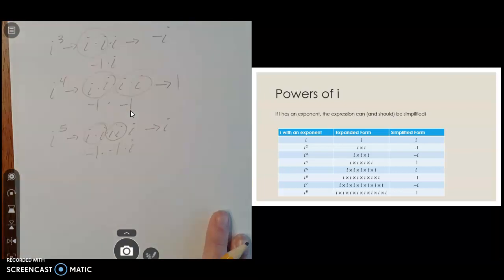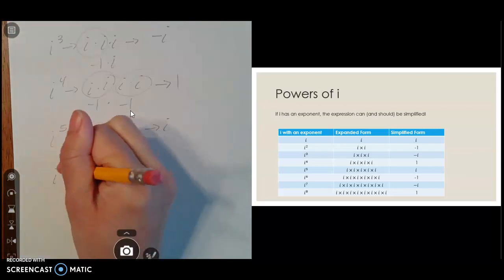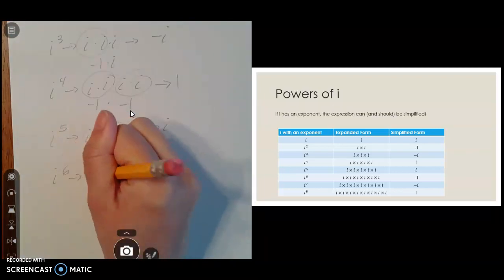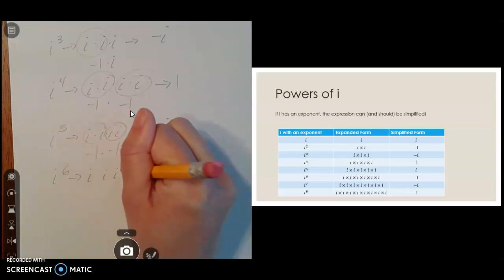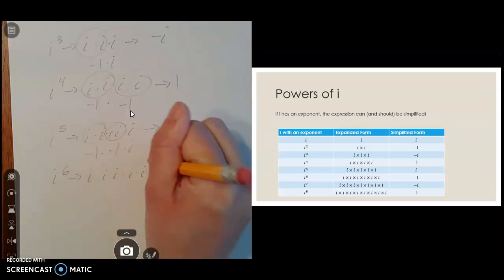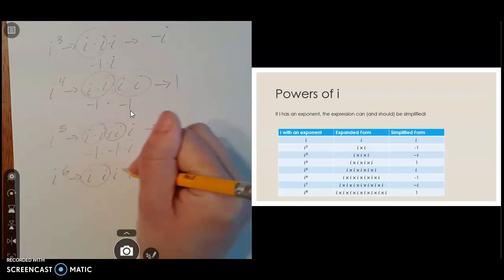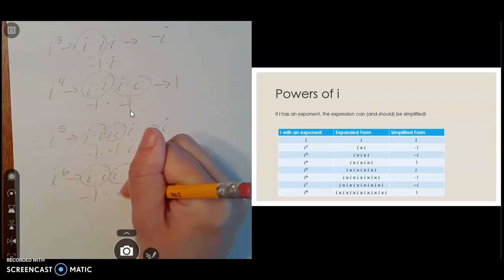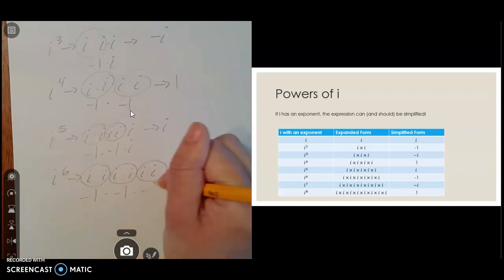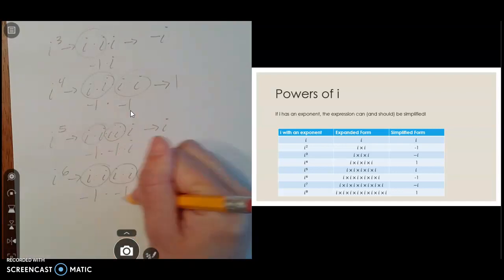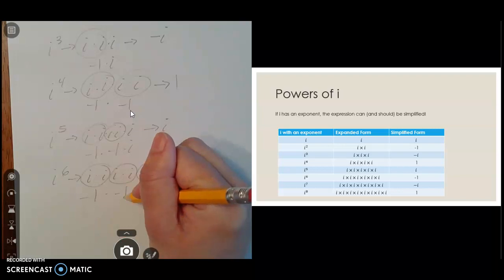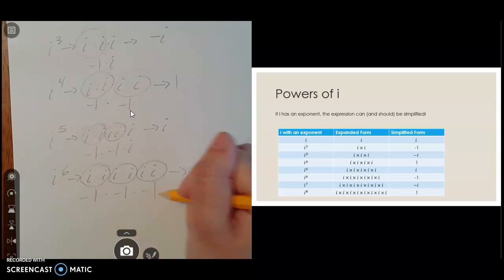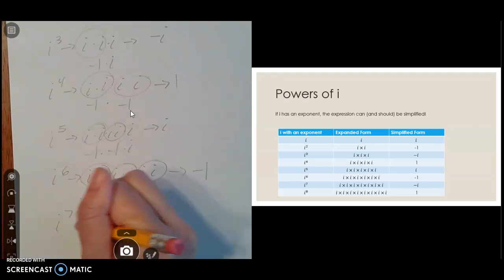All right. What about i to the sixth? That's 6 i's multiplied together. 1, 2, 3, 4, 5, 6. And I've got an i squared here, an i squared there, and an i squared here. So that's negative 1 times negative 1 times negative 1. Well, negative 1 times negative 1 is positive 1, times negative 1 again is going to give you negative 1.